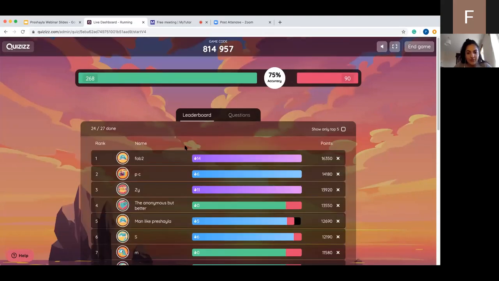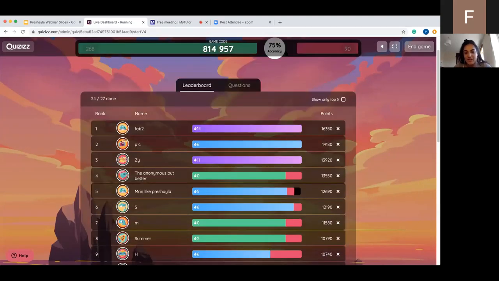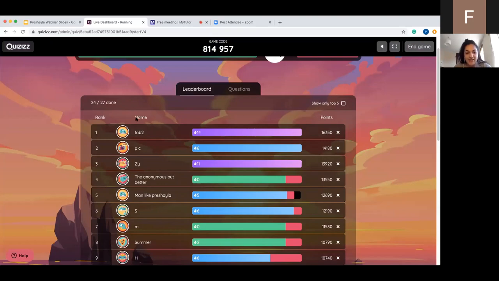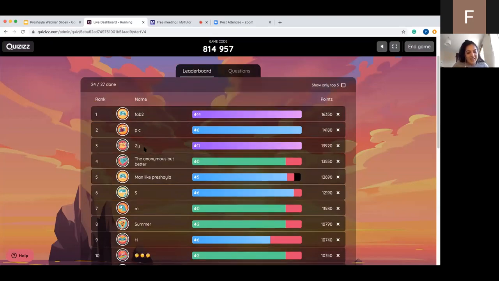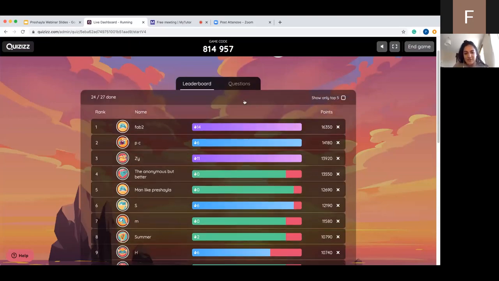Well done to all of you, really good attempt. We got 75% accuracy in the end, which is great. Well done to Fab2, PC and Zai, who were top 3, and it looks like you got all the questions correct, so well done.